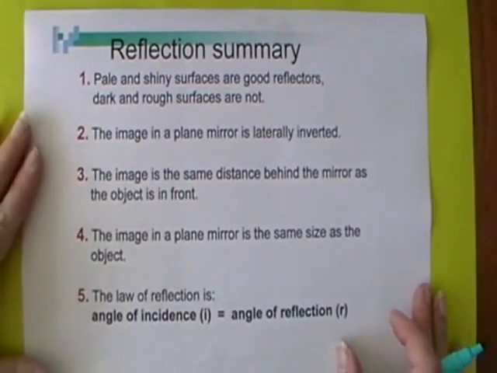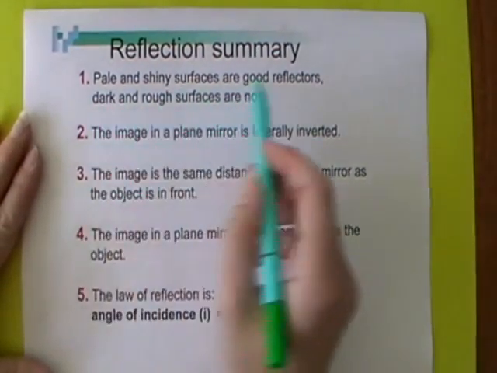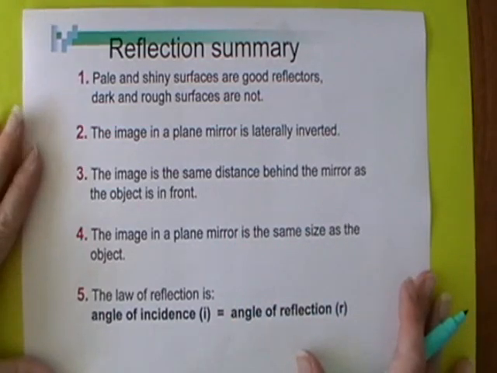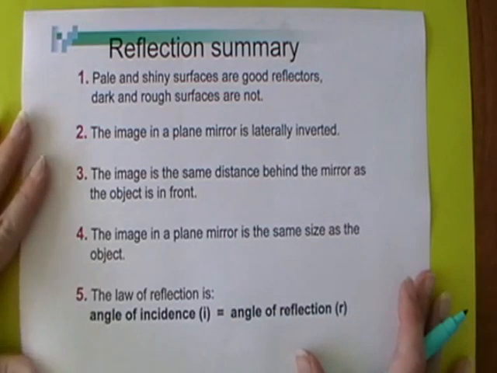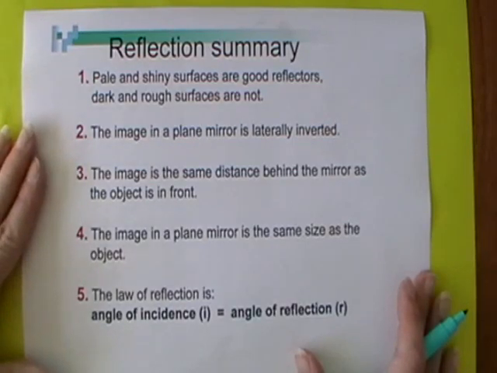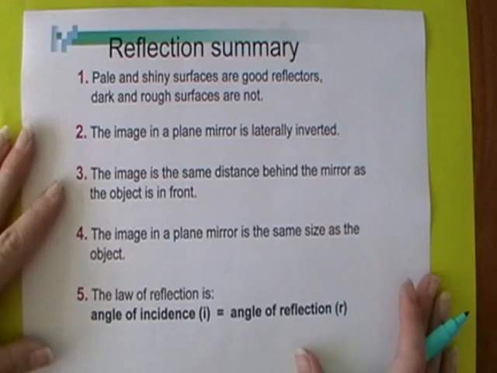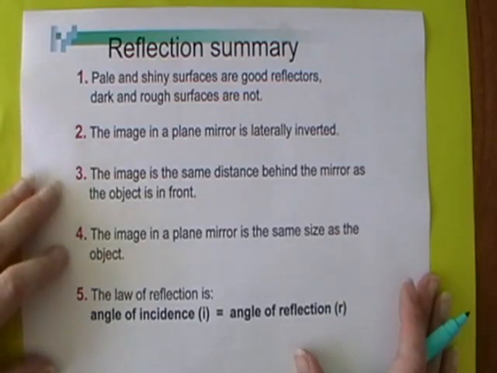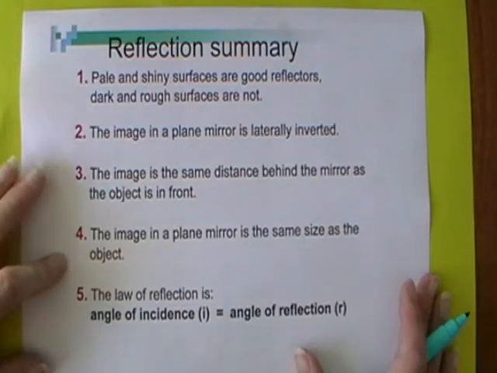So having learnt about reflection, let's summarise our main learning points. Pale and shiny surfaces are good reflectors, if you think about a mirror surface. Dark and rough surfaces are not. The second point is what we've just learned, that the image in a plane mirror is laterally inverted. In other words, left becomes right and right becomes left. But note that it is still upright. The image is the same distance behind the mirror as the object is in front, and the image in a plane mirror is the same size as the object.